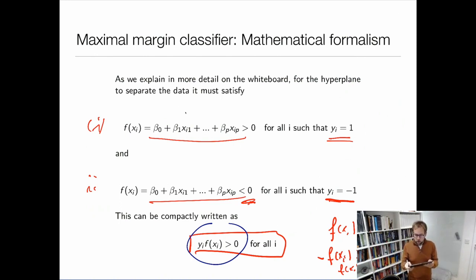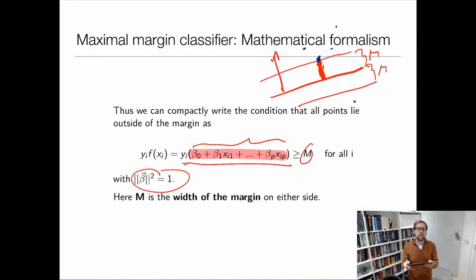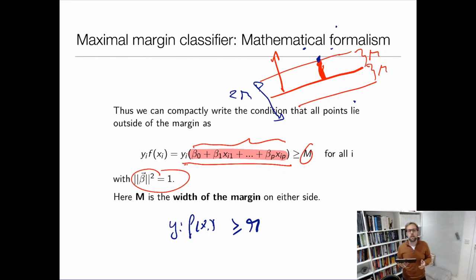Now if I choose this beta to be a normal vector, then yi f of xi bigger or equal to m will tell me that I'm not just above or below the plane, I'm above or below some margin of width m above or a margin of width m below. So the total margin here is 2m for the total width of the margin. So I'm outside of this margin.